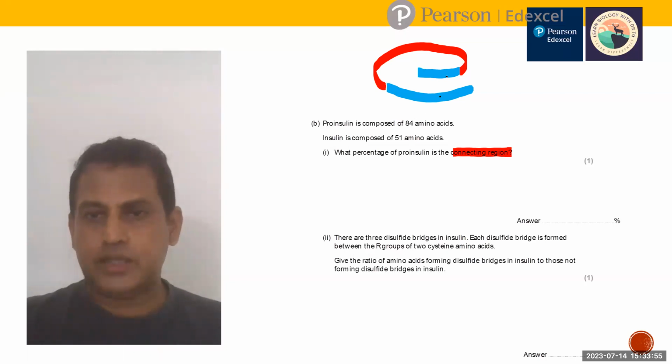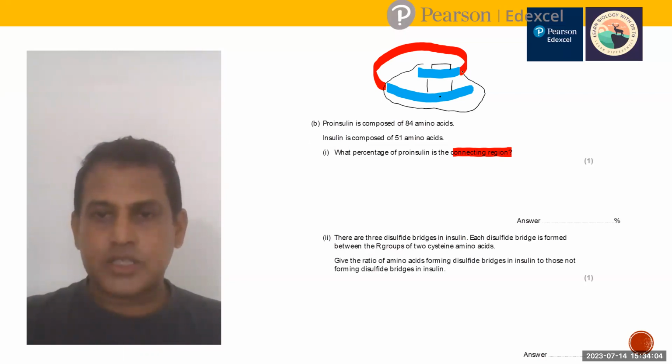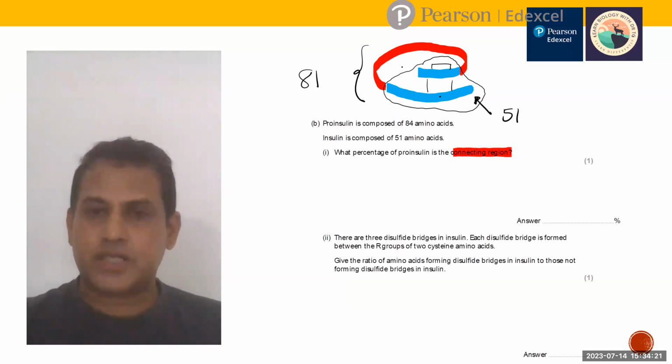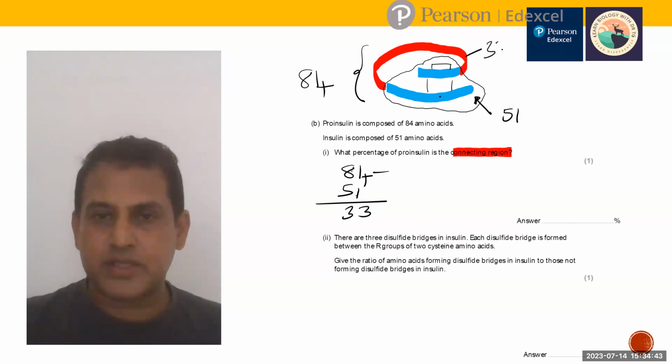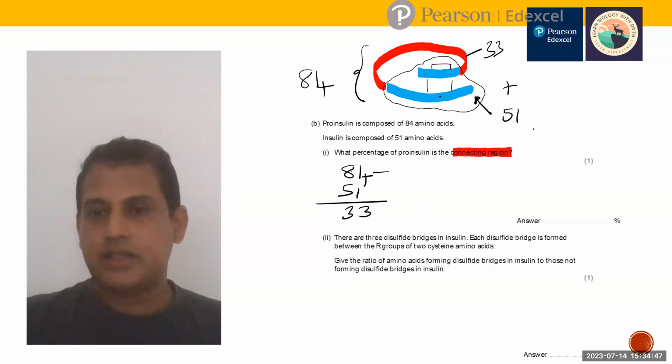Insulin is 51. That means the blue color, the two chains, with a disulfide bond here. So this is the insulin molecule, and this insulin molecule has 51 amino acids. Proinsulin has 84. Now we want to find the amino acids of the connecting region. So I can easily do this: 84 minus 51. 4 minus 1 is 3. 8 minus 5 is 3. So the connecting region has 33 amino acids. Now you can check that 33 plus 51 gives 84. So 51 is the amino acids of insulin and 33 is the connecting region.